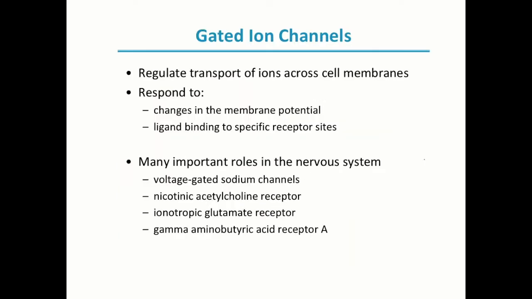The final receptor to talk about are the gated ion channels. These regulate the transport of ions across cell membranes and respond to changes in the membrane potential and ligand binding to specific receptor sites. The excitability of sensory cells, neurons, and myocytes depends upon ion channels, and these ion channels play very important roles in the nervous system.